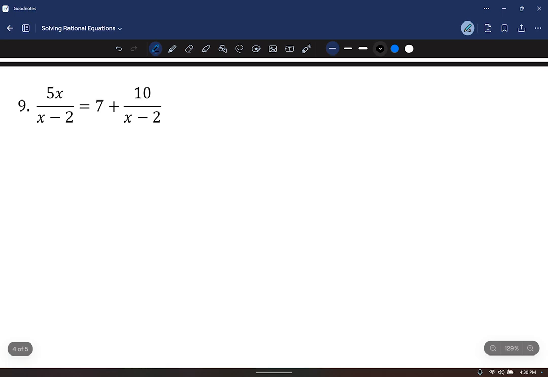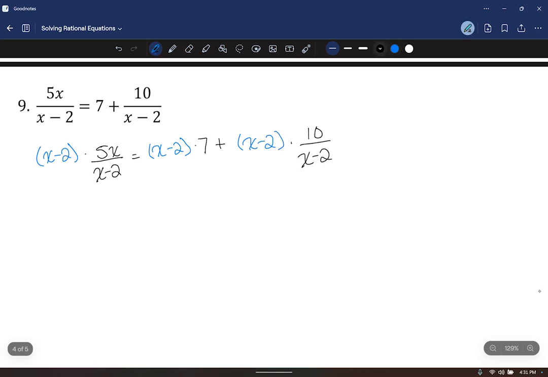All right, number 9, the only factor I have in the bottom is x minus 2. So I'm going to multiply x minus 2 times every term that I have. So x minus 2 times 5x over x minus 2 equals, and then x minus 2 times 7 plus, and then x minus 2 times 10 over x minus 2. So the x minus 2 cancels, leaving me with 5x equals, I need to distribute this 7. 7 times x is 7x, and 7 times negative 2 is negative 14. X minus 2 cancels, and I have plus 10.